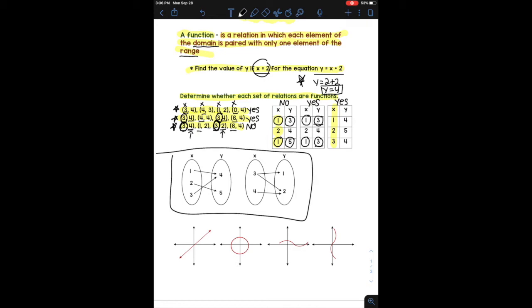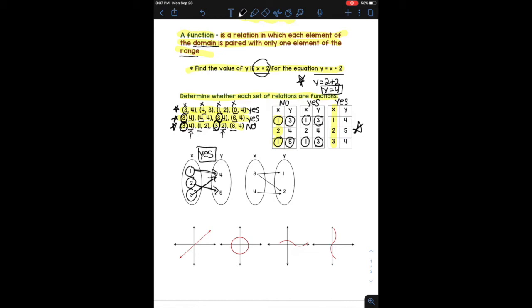Let's take a look at our third part here, our mappings. Let's see if there are any repeating x values, meaning there's one x value mapped to one y value. For 1, it's only being mapped to one y value. The number 2 is only being mapped to one y value. And 3 is only being mapped to one y value. So that is like our last table in which none of the x values repeat. So we're going to say yes, this is a function.